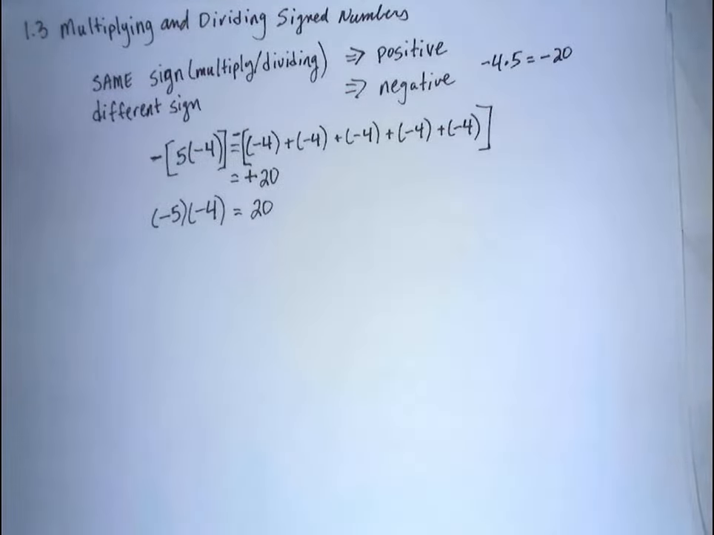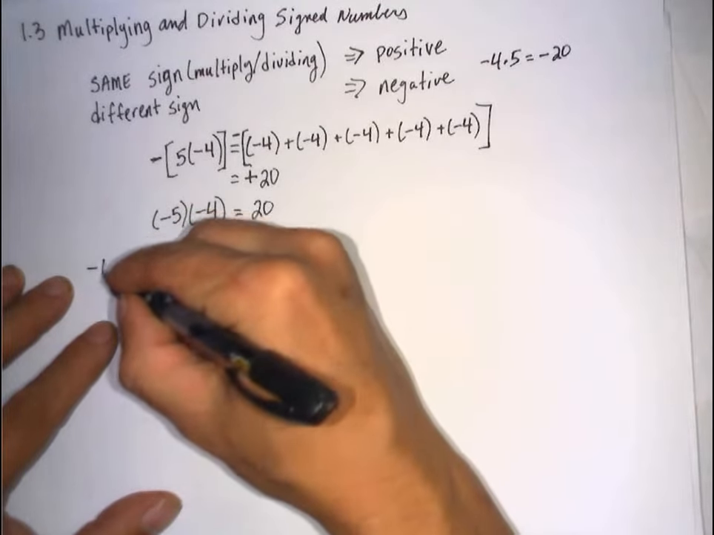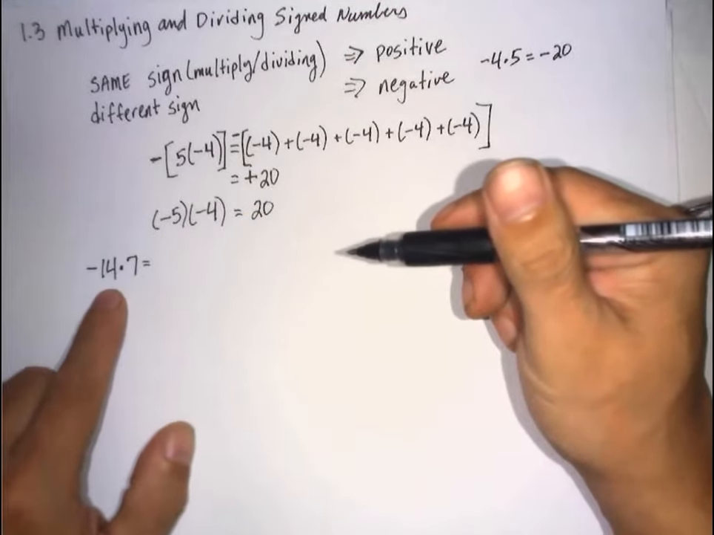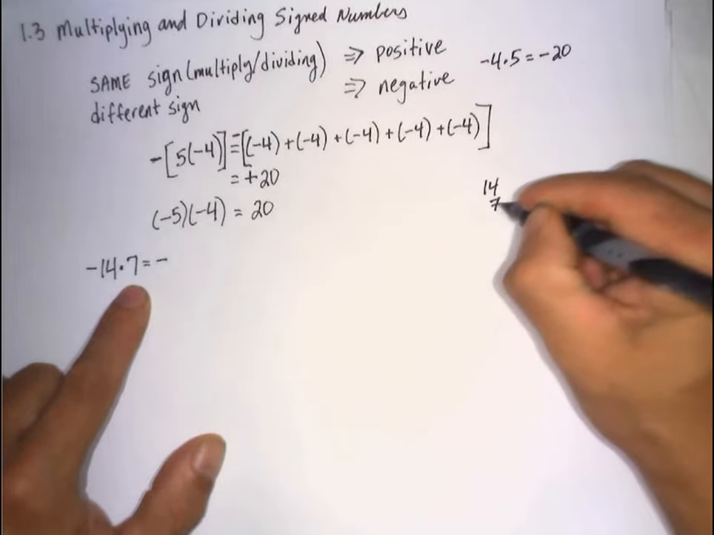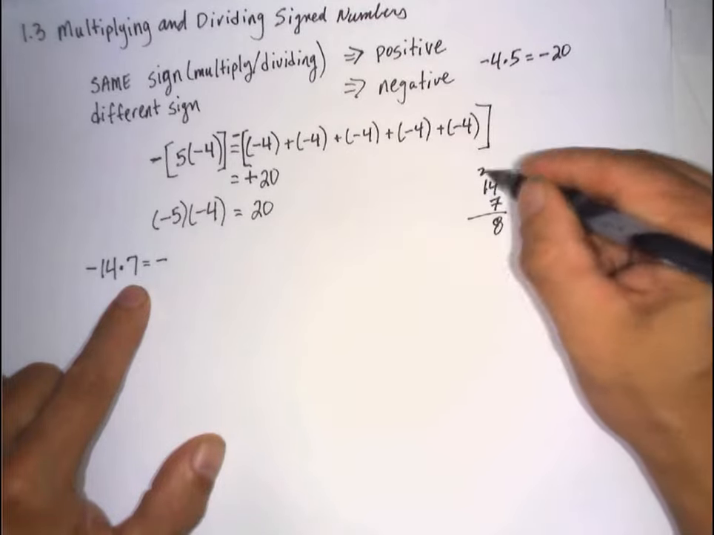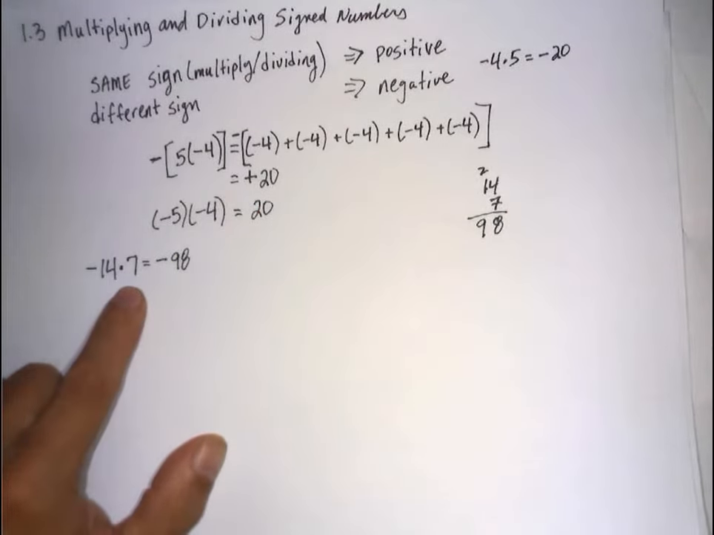Okay, let's look at a little bit more examples of this so that we can get more familiar and see a little bit of division in action as well. Negative 14 times 7. Okay, we already know we have different signs. The result is going to be negative. And 14 times 7, 4 times 7 is 28. Carry a 2. 7 times 1 is 7, and 2 more is 9, so 98. So negative 14 times 7 is negative 98.